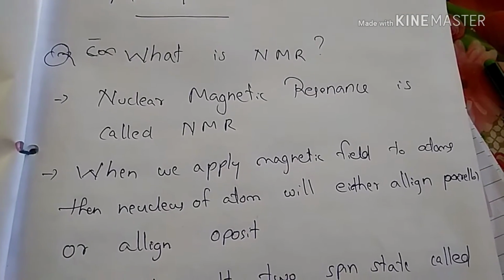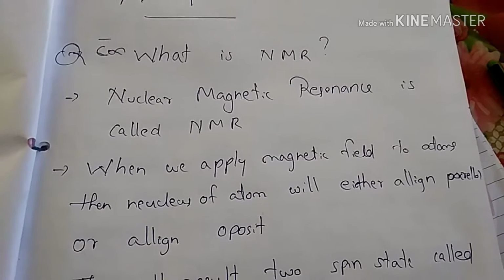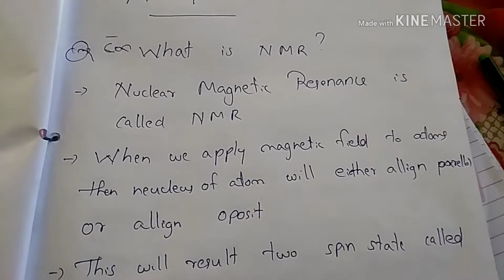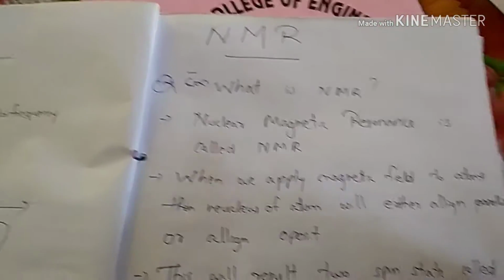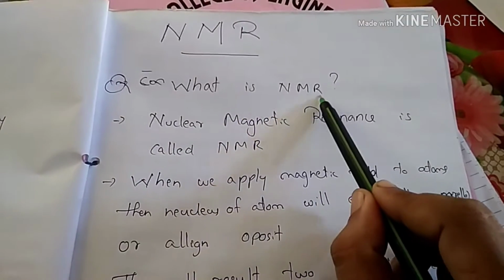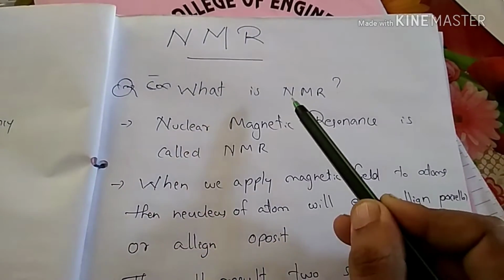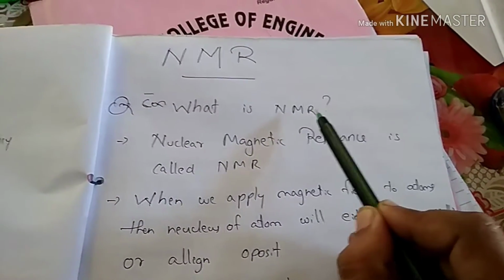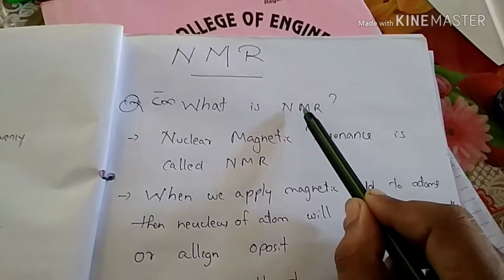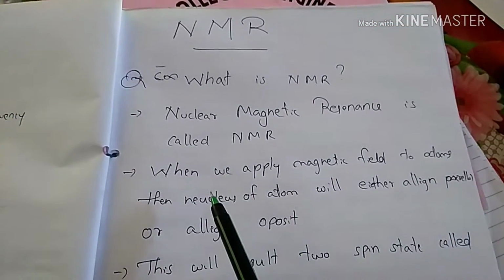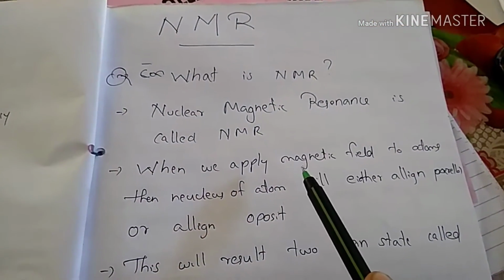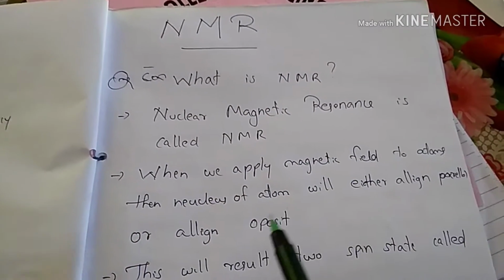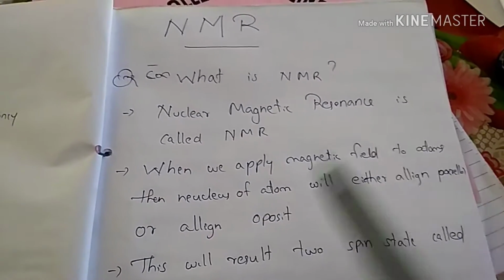When we apply a magnetic field to an atom, the nucleus of the atom will either align parallel or align opposite. So the first point: NMR's full form is nuclear magnetic resonance. It is a resonance of the nucleus in the magnetic field. That is its meaning. The second point is that when we apply a magnetic field to atoms, the nucleus of the atoms will either align parallel or align opposite.